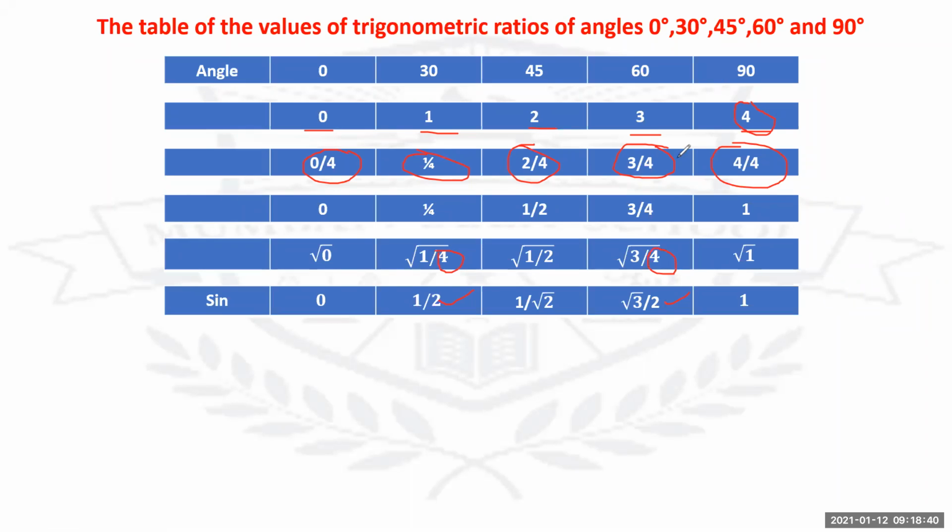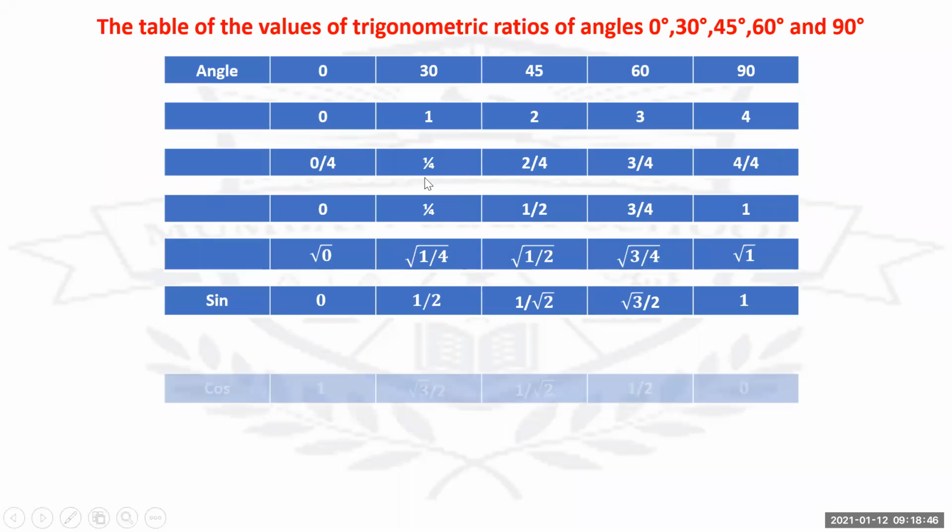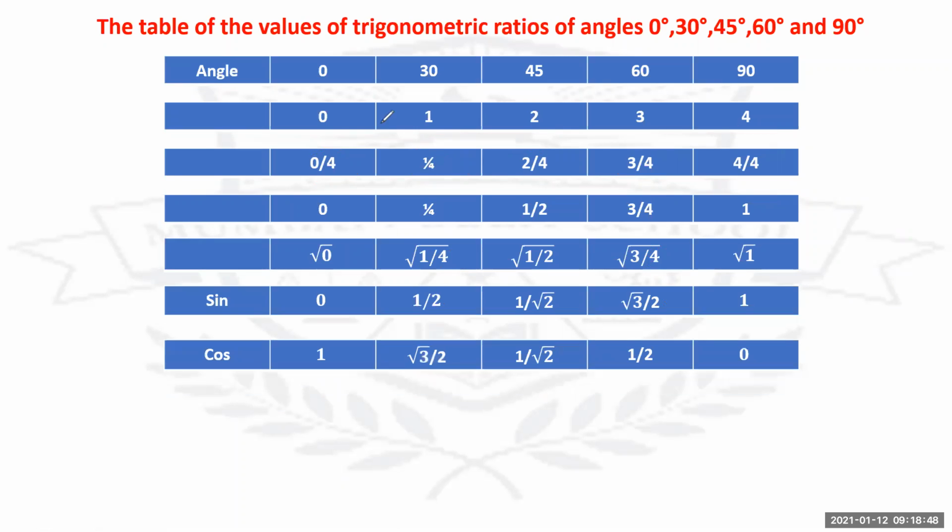easily. For cosine values, that is for cos values, what you have to do is start writing those values in the opposite direction of sine. Check. Which is the last number here? 1. So that would be the first number for cos.